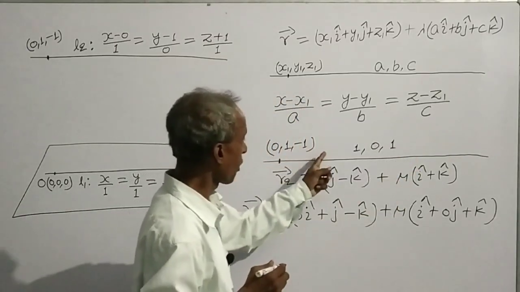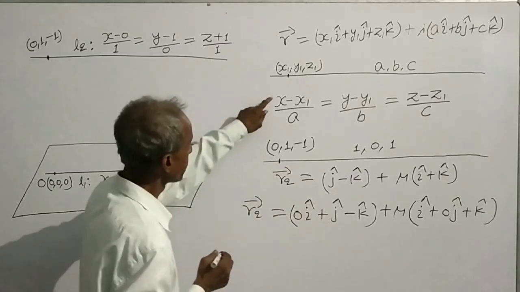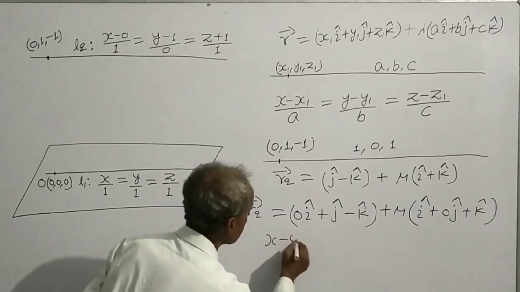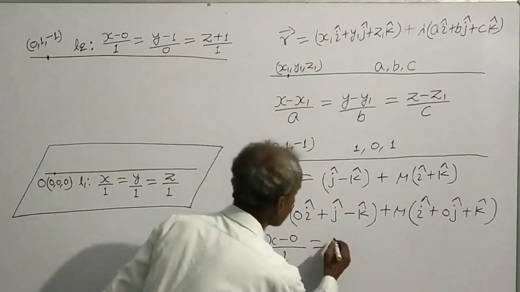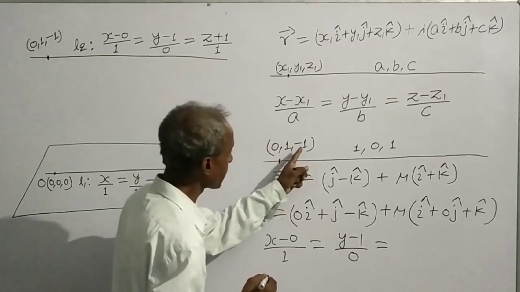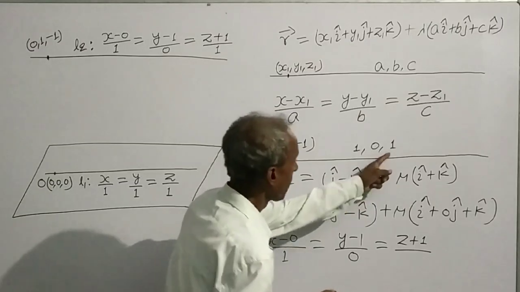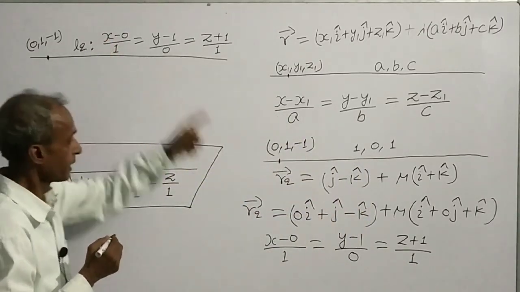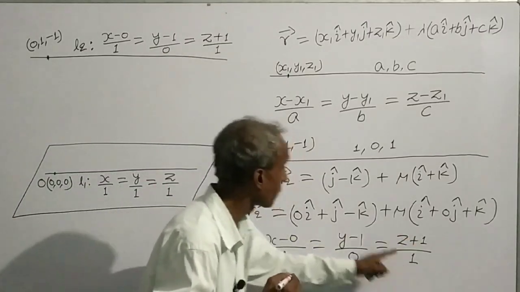Therefore, equation of this straight line in Cartesian form can be written as x minus x1 means x minus 0, x minus 0 by 1 is equal to y minus 1 by 0 is equal to z minus minus 1 means z plus 1 by 1. X minus 0 by 1 is equal to y minus 1 by 0 is equal to z plus 1 by 1.